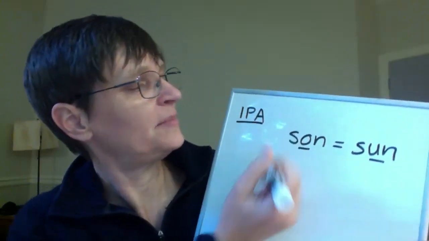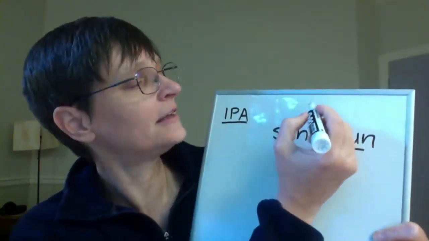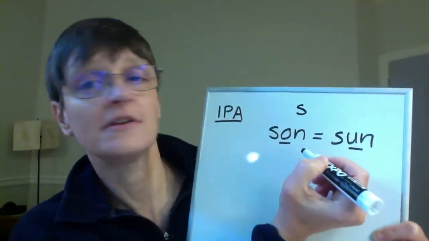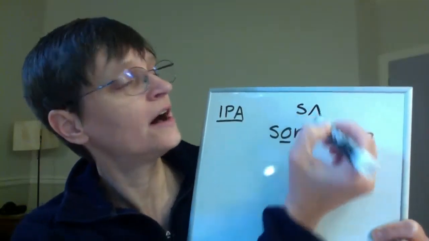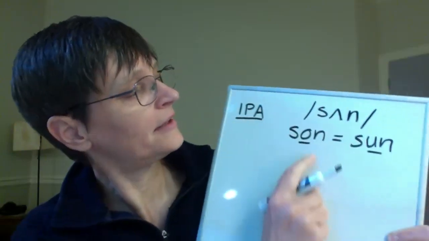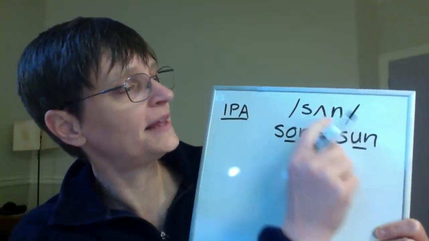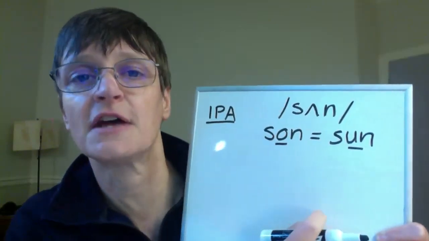But the idea of the IPA is that when I write this word or these sounds, sun, I can write the sounds. So the first sound is s, the second sound is ʌ, and the last sound is n. And so both of these letters, both of these spellings represent the sounds sun.